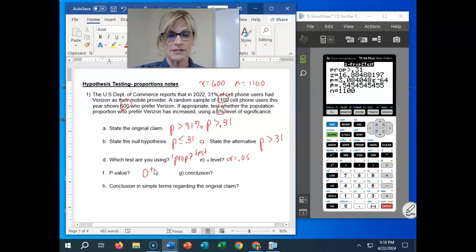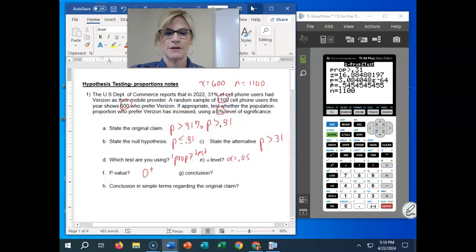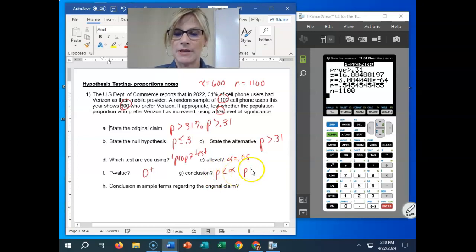On the sheet that says do not lose this sheet, it says if p is low, the null must go. There's actually a real saying that says if p is less than alpha, you reject the null. If p is greater than alpha, you fail to reject the null. You don't ever say accept, but you can remember if p is low, the null must go. So for us, p is less than alpha. So p is low.